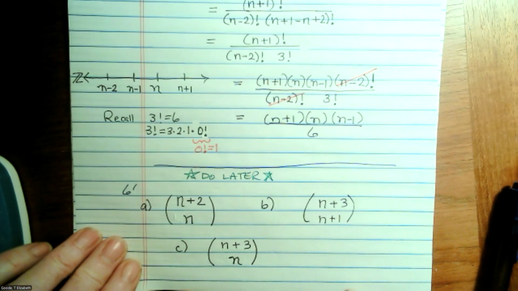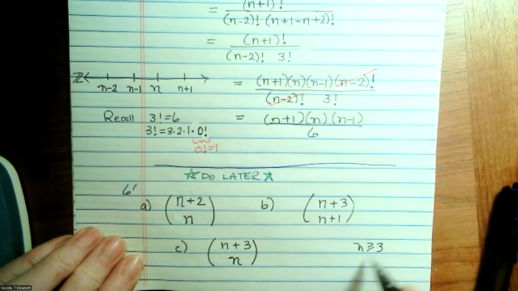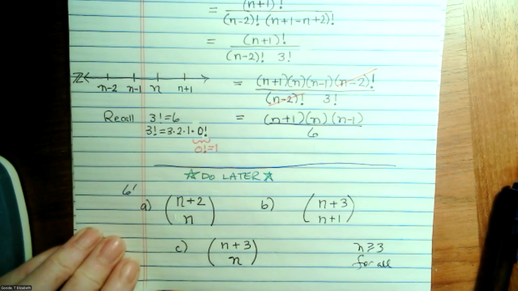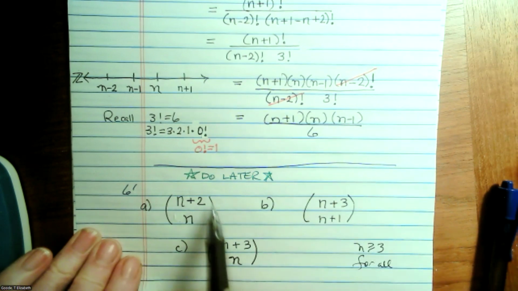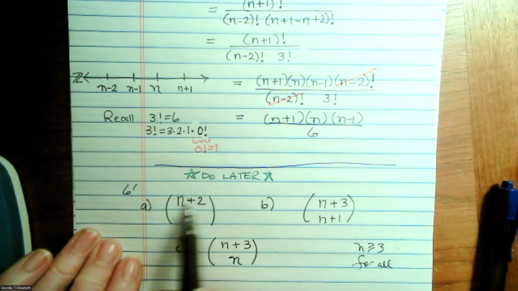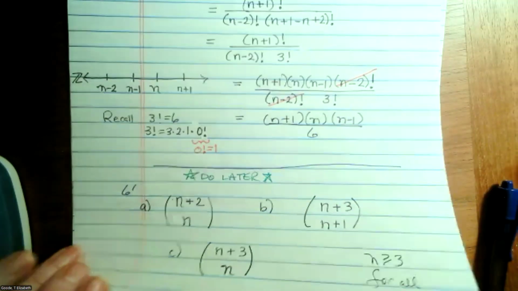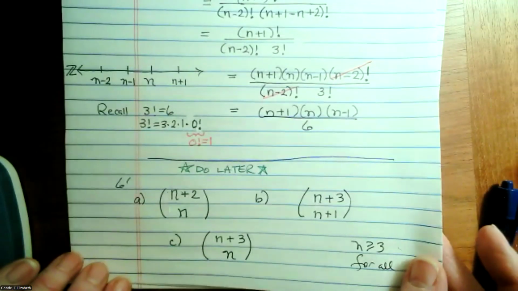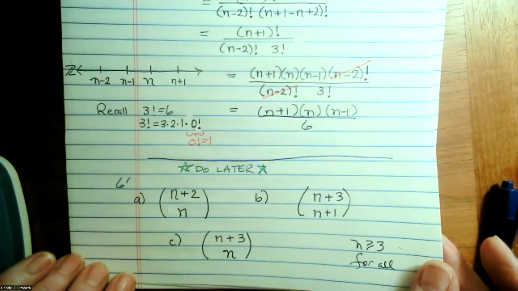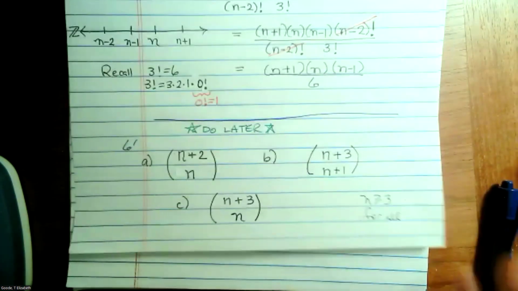If we assume N is at least 3 for all of these, then it'll work. That's more than we need for this one. Here we only need N greater than or equal to 2, and it would work out. But we'll just say N greater than or equal to 3. And anybody that has a beef with it, good for them. It means they understand what's really required. All right. Is that okay? Did you get a chance to write those down?